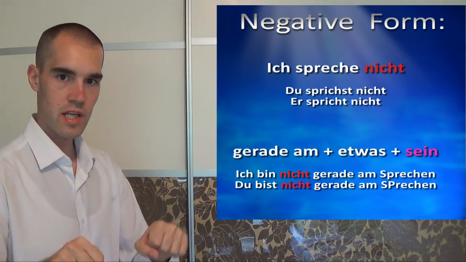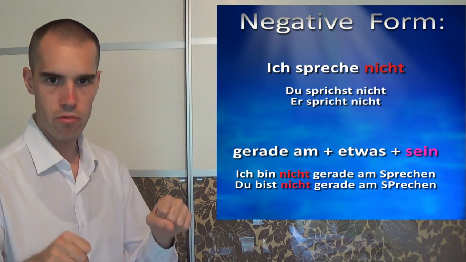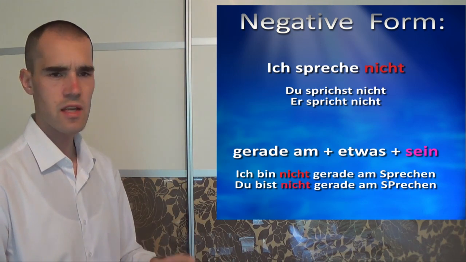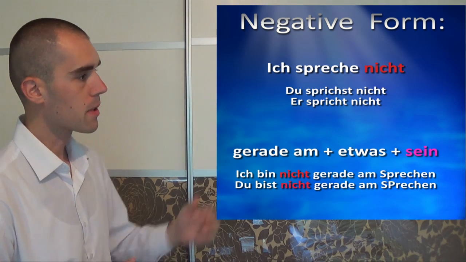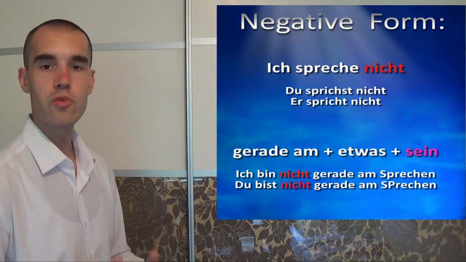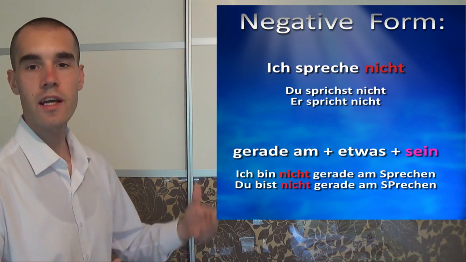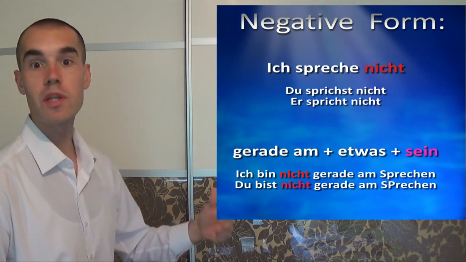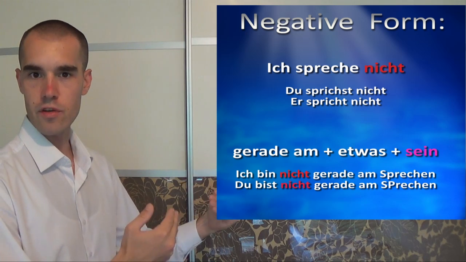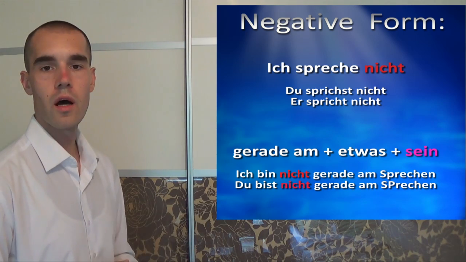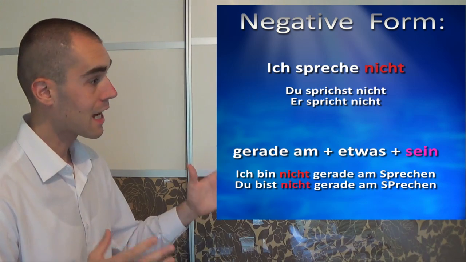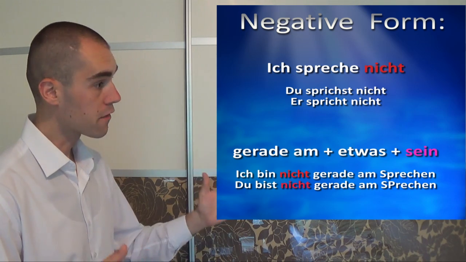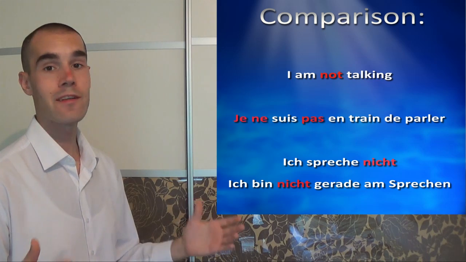If they want to really emphasize that something is happening right now, but in rare cases, they will put this sein gerade am. Ich bin gerade am sprechen, du bist gerade am sprechen, and the negative form of that is of course ich bin nicht. Again, this nicht after the verb. Ich bin nicht gerade am sprechen, du bist nicht gerade am sprechen, er ist nicht gerade am sprechen, wir sind nicht gerade am sprechen, and so on.